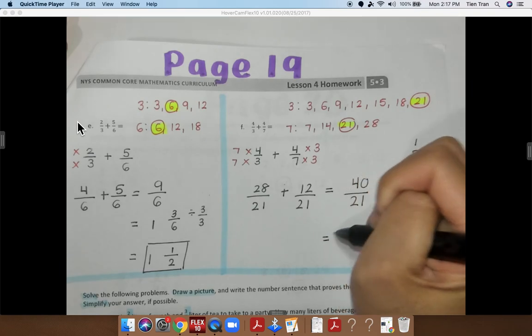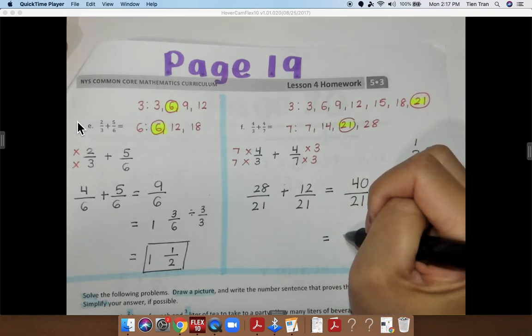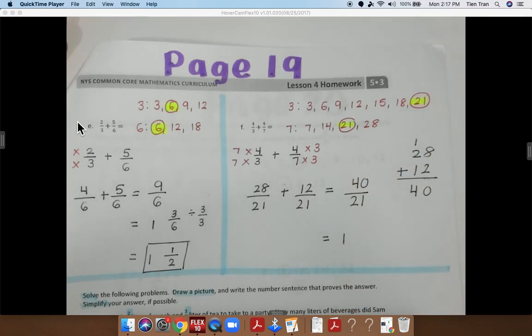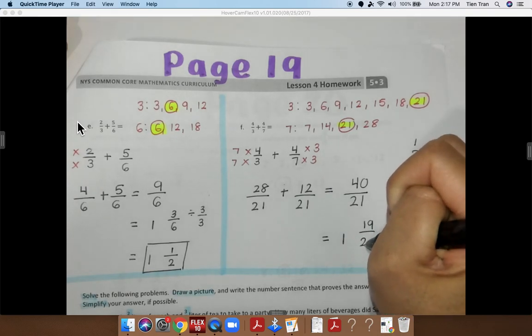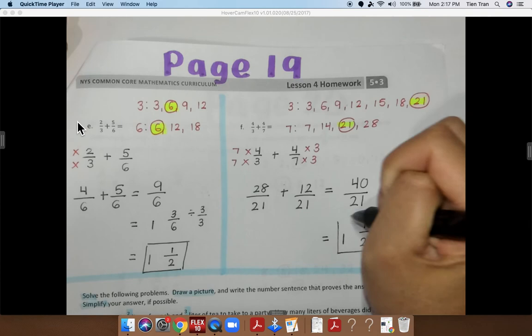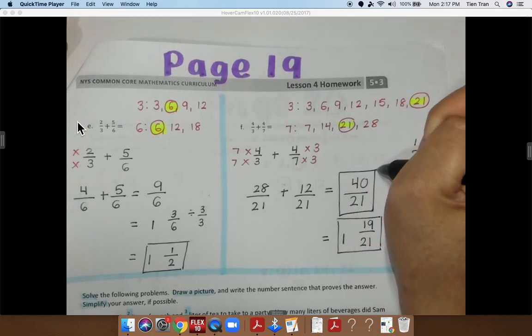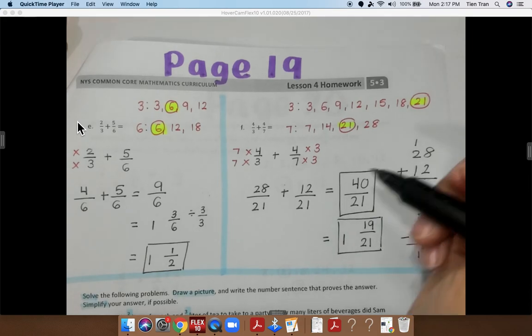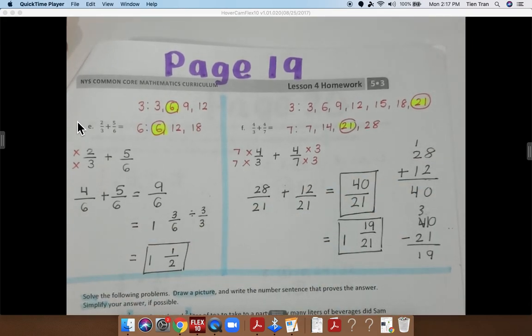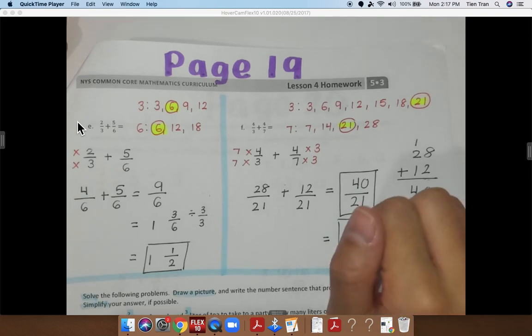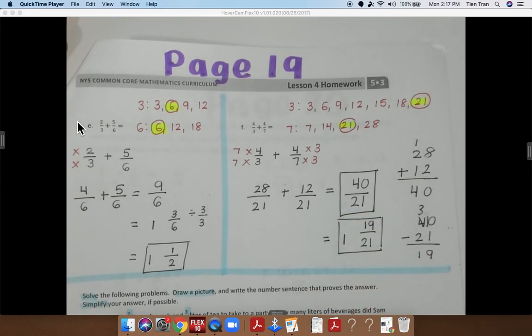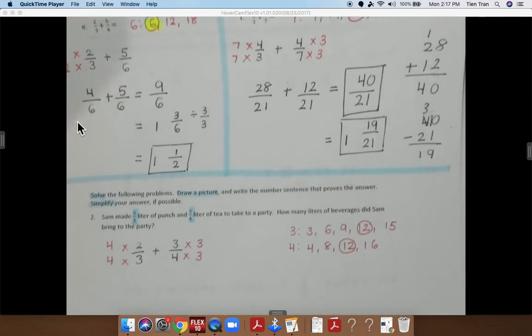So how many times can 21 go into 40? One time. What would my remainder be if I were to subtract 40 minus 21? I would get 19. So I have 19 21s. So this would be my improper fraction, and this would be my mixed number, and this is my improper fraction. So both answers are correct, but sometimes you might see this one, your improper fraction. So that's why I'm showing you both.